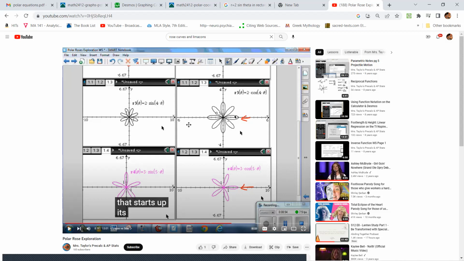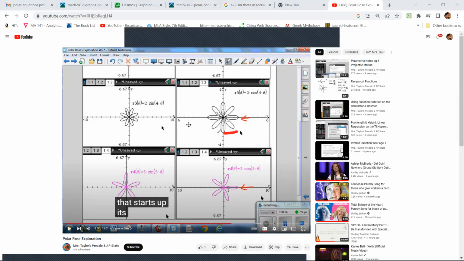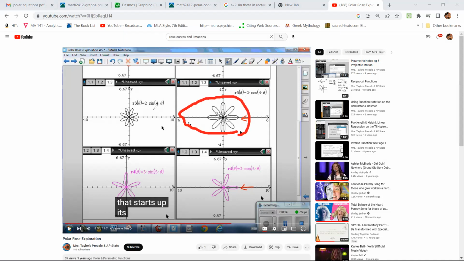Cosine always starts on an axis, which is the one over here on your right. Cosine starts there, and then sine starts at pi halves divided by whatever this is. So 90, or pi over 2, divided by 4. Yeah, this is pi over 8 right here.